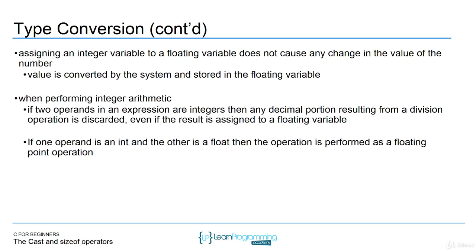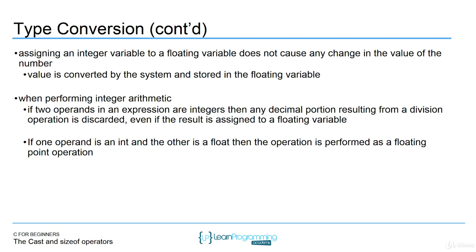When you perform arithmetic on integers, and this is different than just assigning values into a float or a float to an int, this is when you have an expression, you're doing some addition, some subtraction, whatever the case may be. You have two operands, and one operand can be an int, one operand can be a float. You have to know what conversion is happening. So if you have two operands in an expression and they're both integers, then any decimal portion resulting from a division operation is discarded.